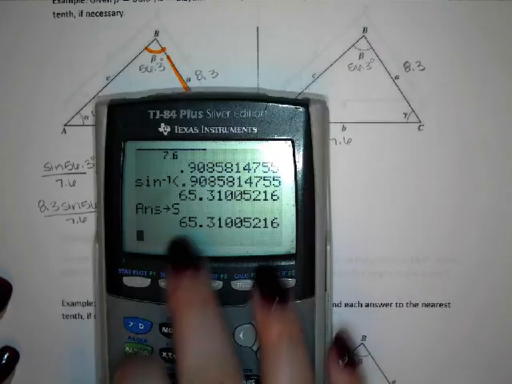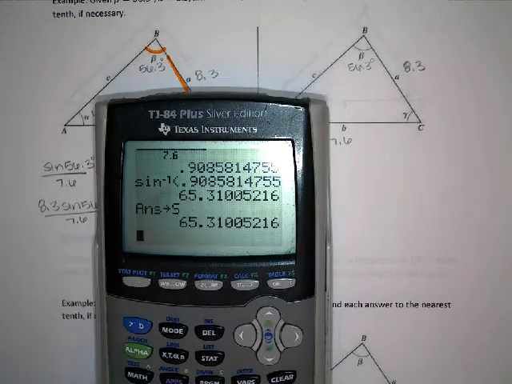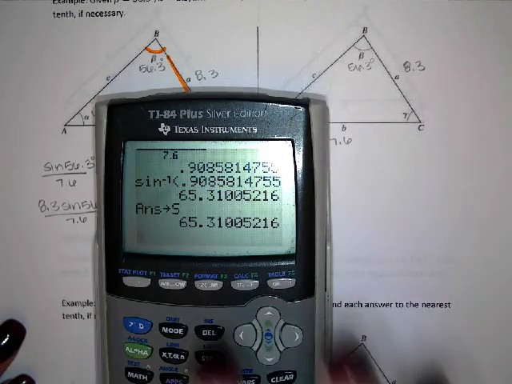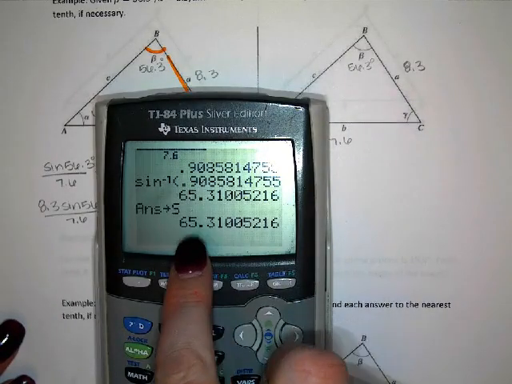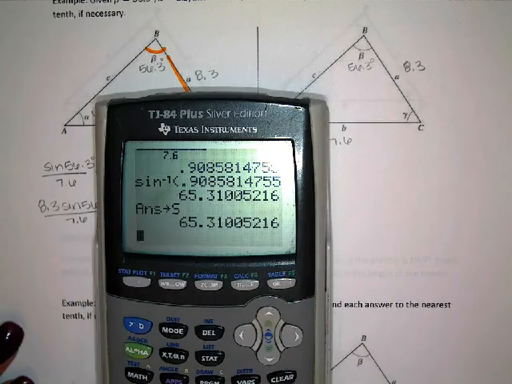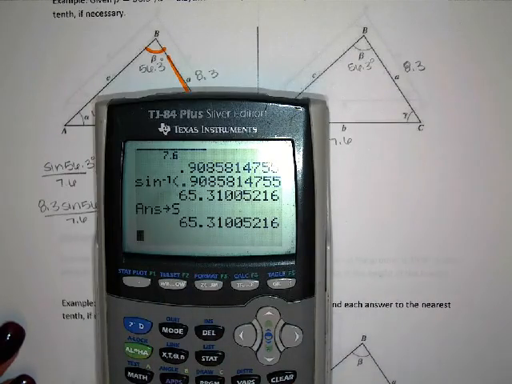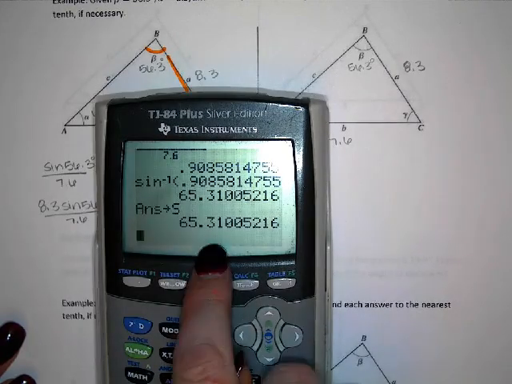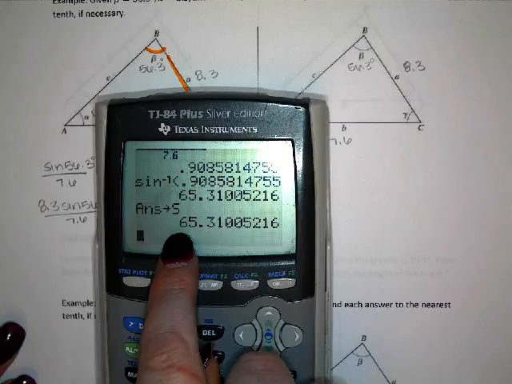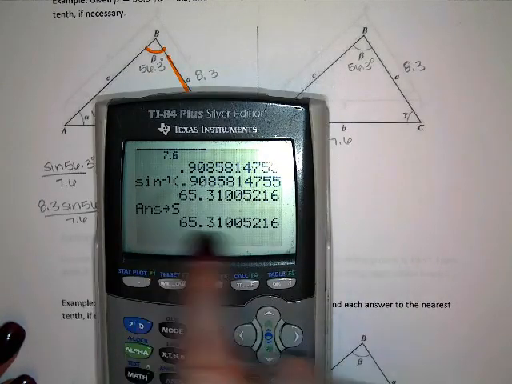And the reason that I'm storing this, and this is important for this whole unit, is that 65.3 is a good answer to write on my paper when the instructions told me to round to the nearest tenth. But I'm about to do more calculations, and if I use 65.3 for the rest of my calculations, then every calculation after this is going to be wrong. I need my calculations based on this entire decimal for them to be accurate.